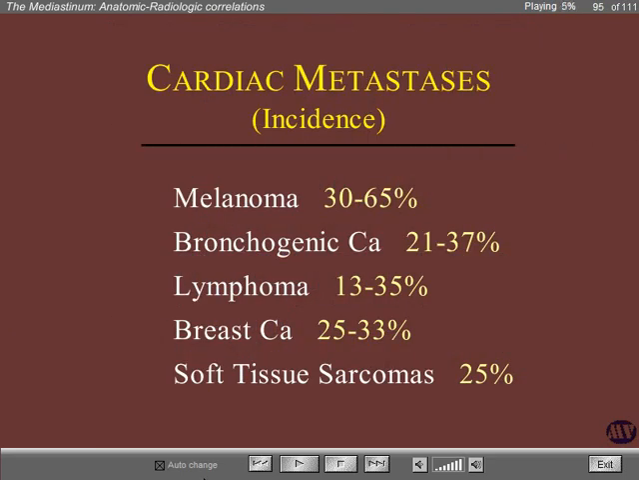This slide indicates the incidence of some cardiac metastasis. Melanoma is 30 to 65%, bronchial carcinoma 21 to 37%, lymphoma 13 to 35%, breast cancer 25 to 33%, and soft tissue sarcomas 25%.